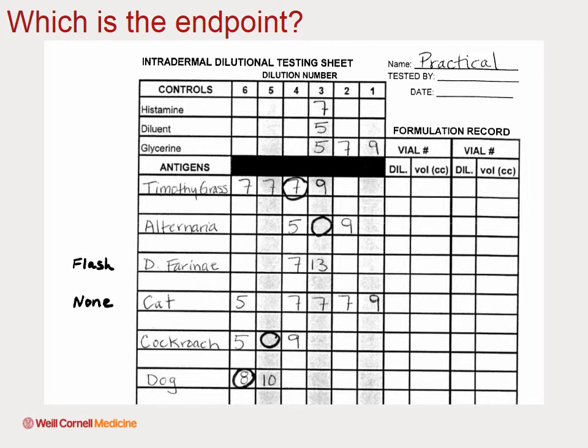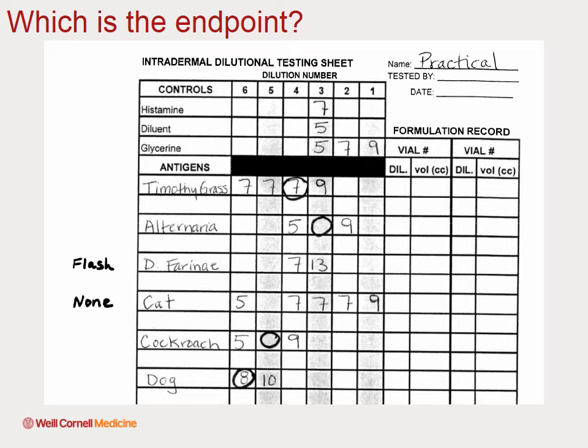Now let's look at cockroach. Again, we get a 5. We get a negative wheal for 6, and then we extrapolate a bit in between. We place a number 4 and get a 9. So we can call number 5 the endpoint for cockroach.